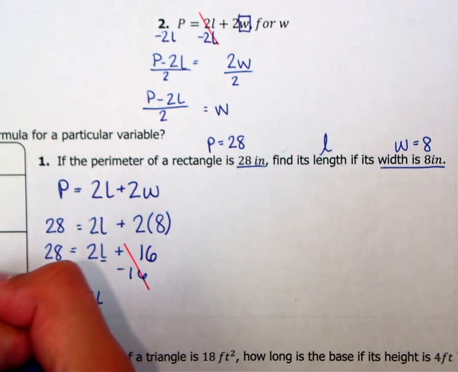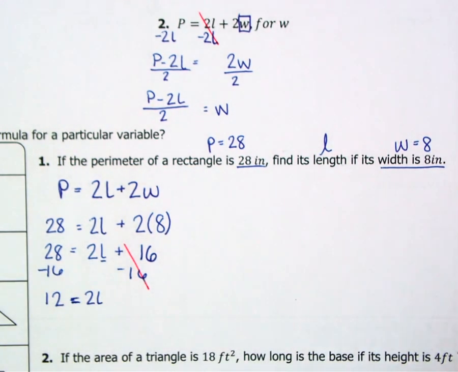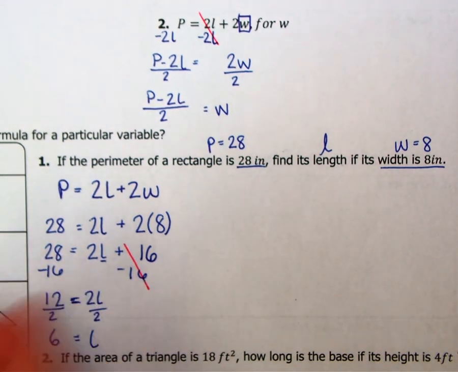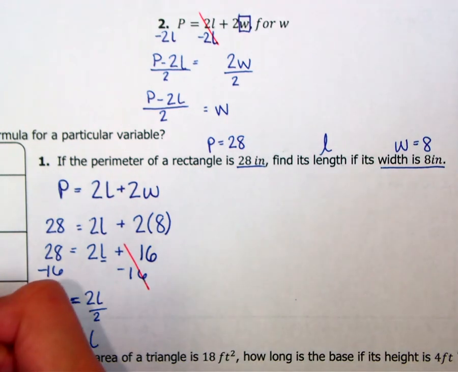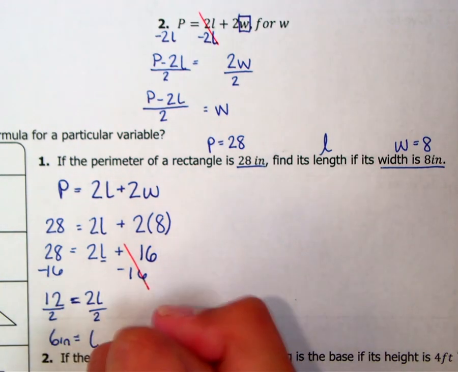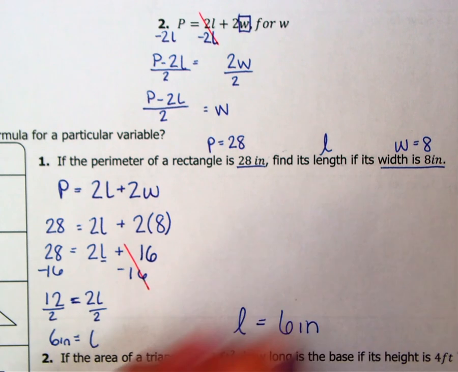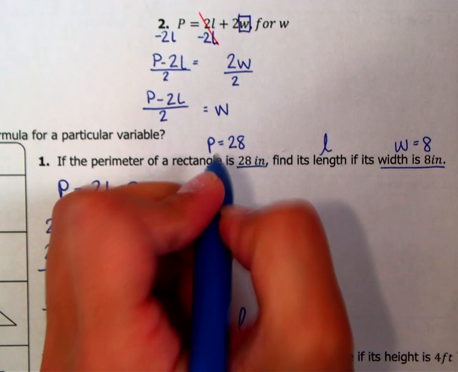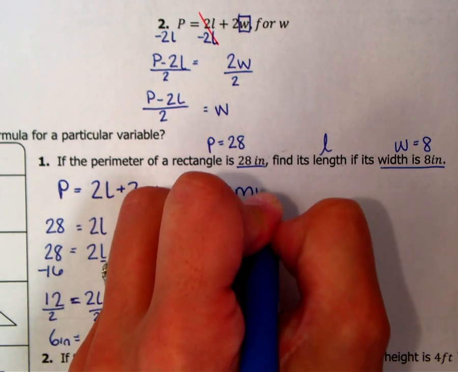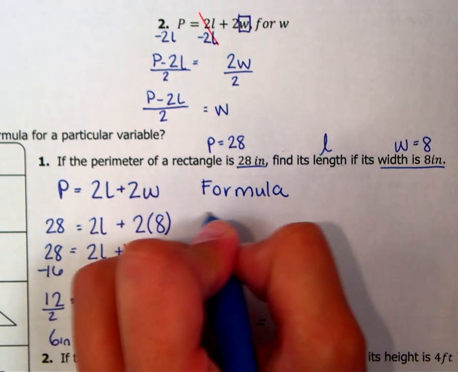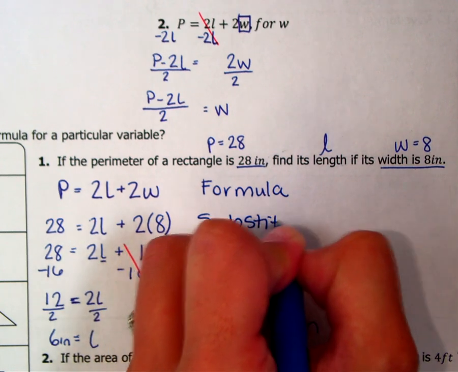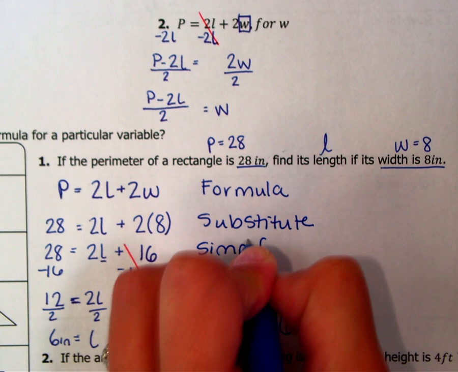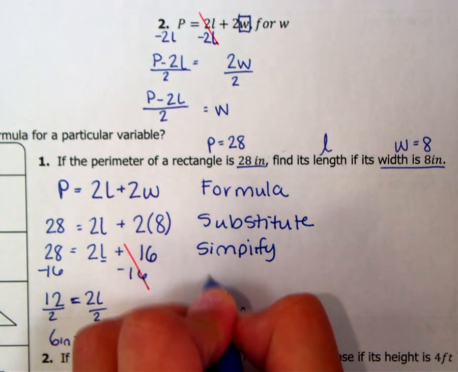So 12 equals 2L. Divide both sides by 2, and so my length is now 6 inches. So what we did, we found the formula first. We substituted in all the information. We simplified. And then we solved.